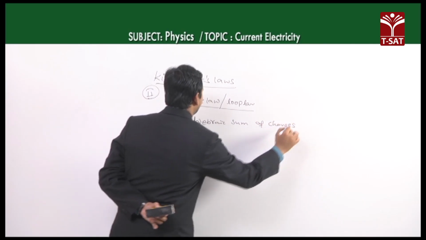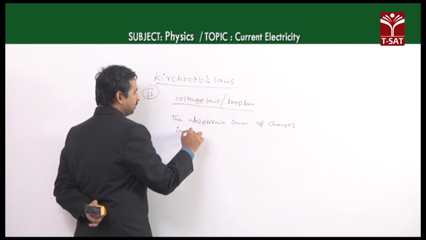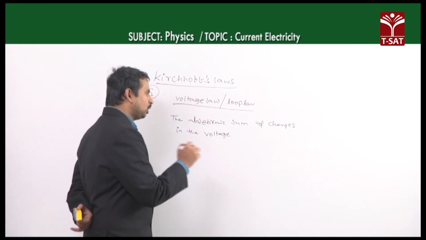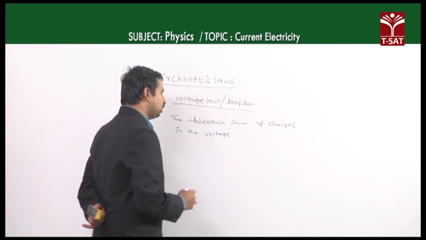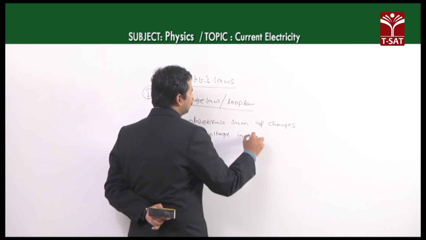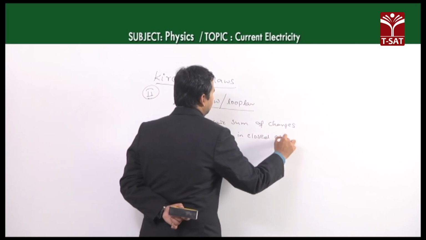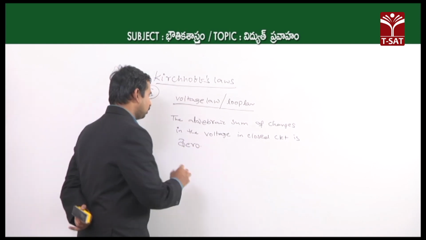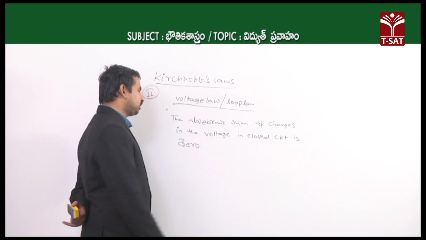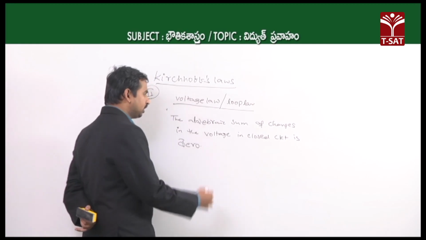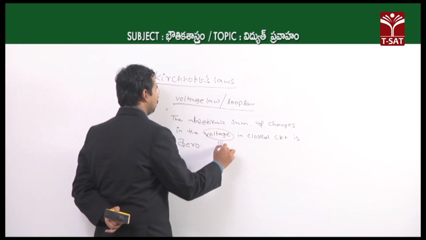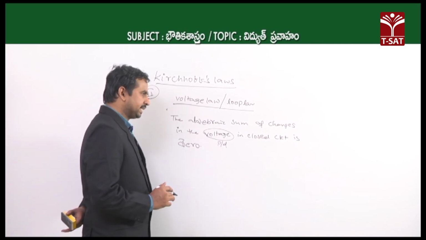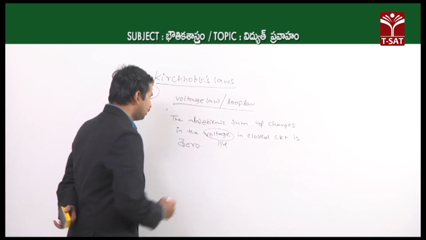According to this voltage law, Kirchhoff's second law, the algebraic sum of changes in the potential difference, or changes in the voltage, in a closed circuit is 0. See that again: the algebraic sum of the changes in the voltage, which is also called potential difference, in a closed circuit is 0.